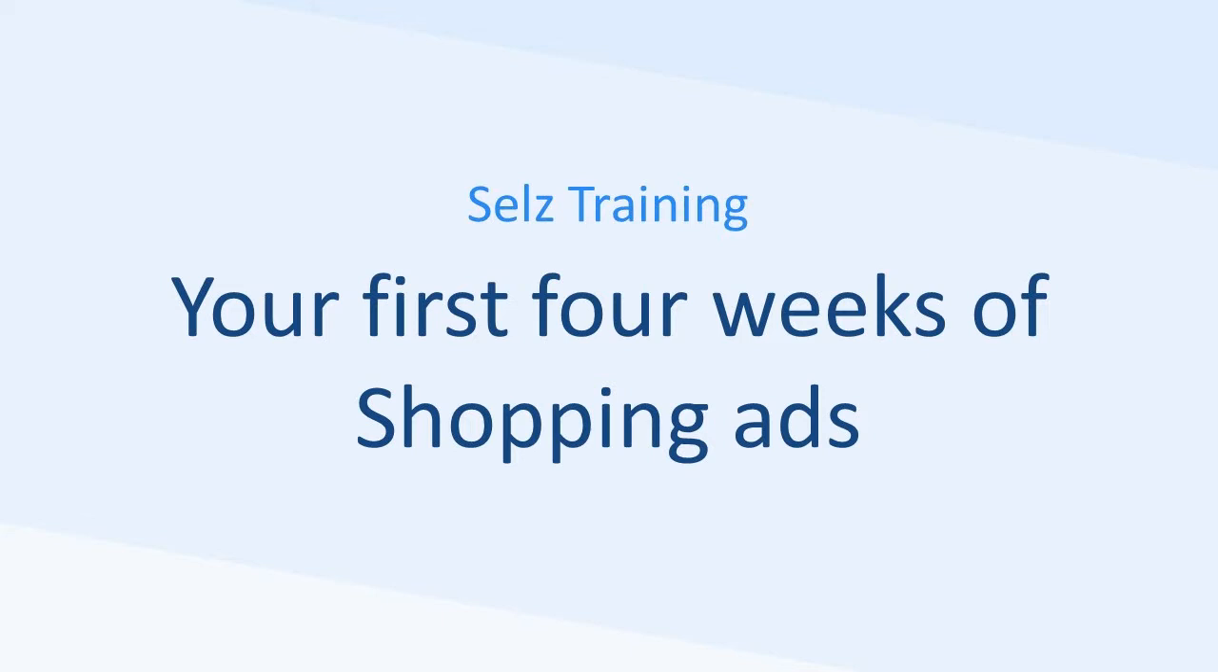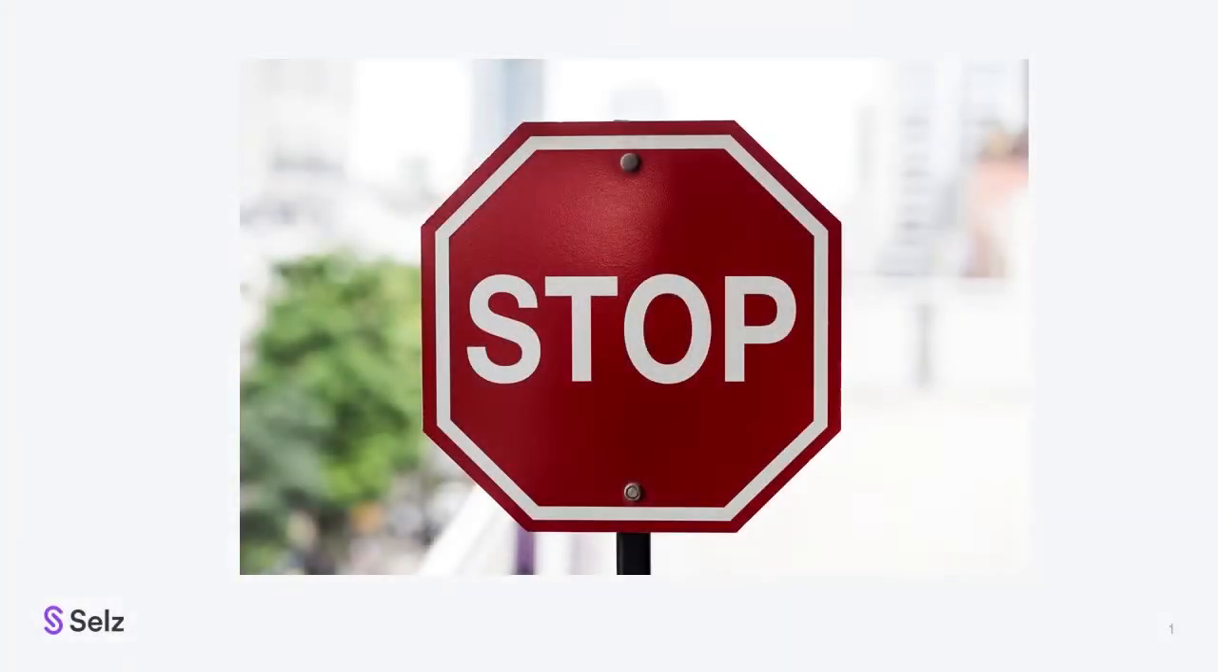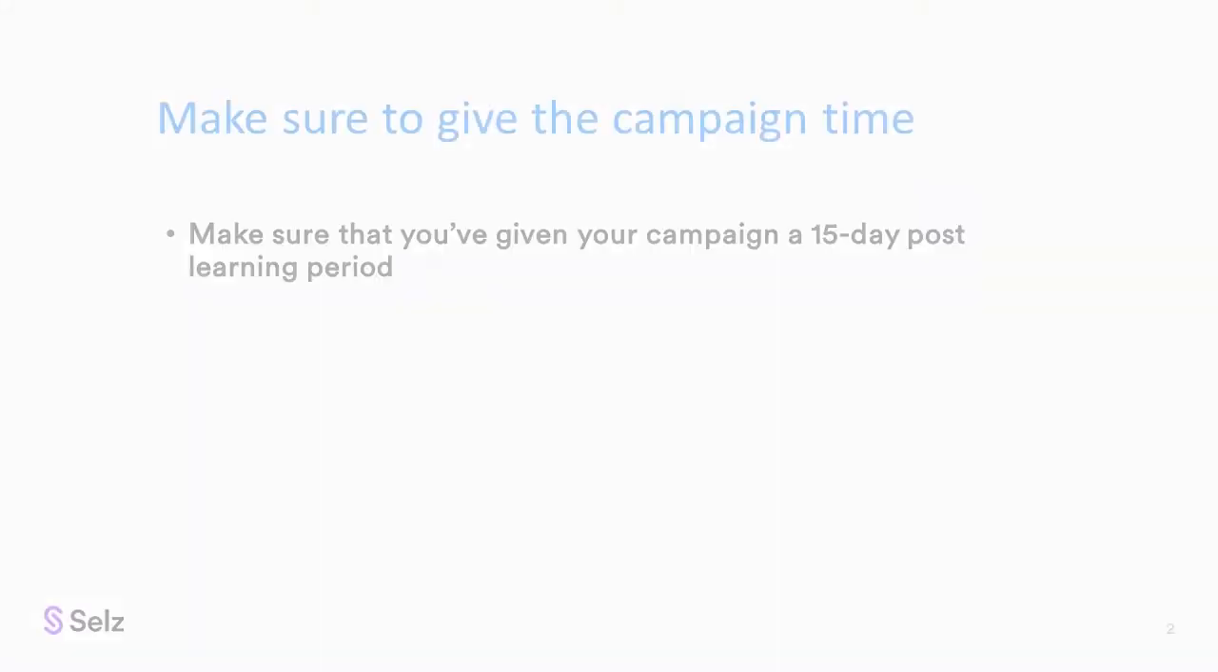So, it's been a few weeks since you launched your shopping campaign with Selz, and you're wondering how to determine whether it's been successful. Well, the first thing to remember is that you don't want to make changes to your campaign within the first 4 weeks. You're going to want to give yourself at least a 15-day post-learning period.